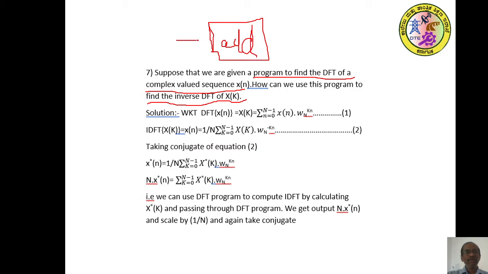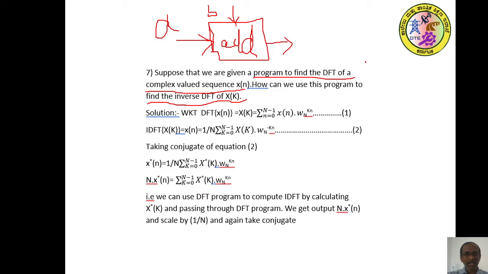If I give inputs A and input B, my answer is A plus B. Now the question is, can I use this adder to work as a subtractor? Yes, it is possible. You take the 2's complement of B and add, that becomes A minus B.